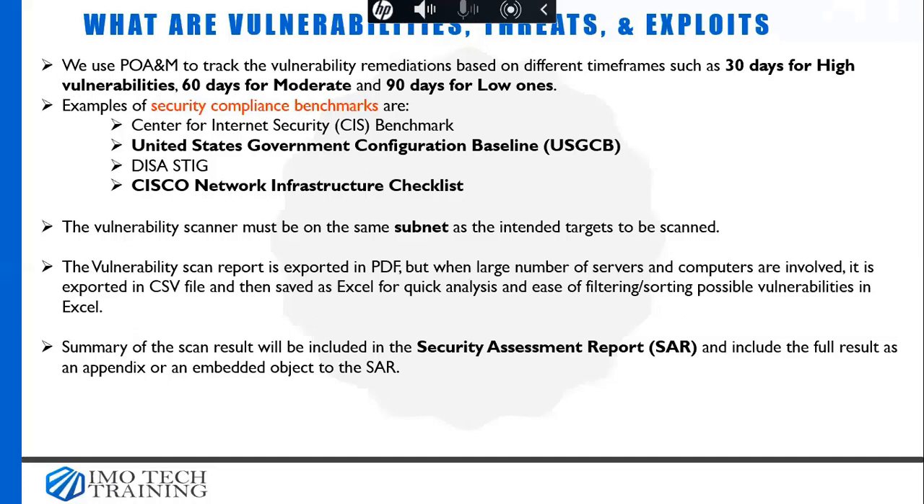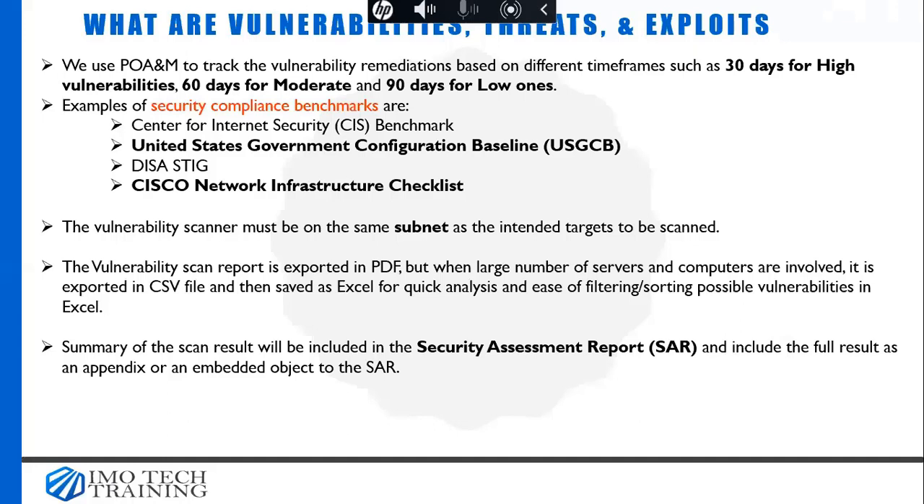So subnetting: put the machine that is running the scan on the subnet you want to scan. If you put it on a different subnet, it's not going to see all the devices you can scan. The vulnerability scanner report can be exported in PDF, but when a large number of servers and computers are involved, it is exported in what? CSV, and then saved as an Excel file. So the CSV file will give you the option to save as an Excel file, and then you can do filtering.